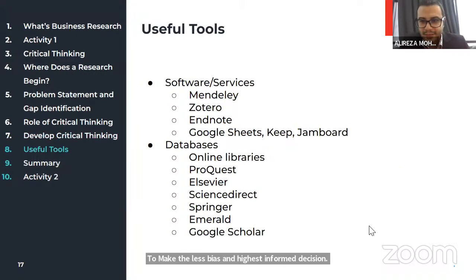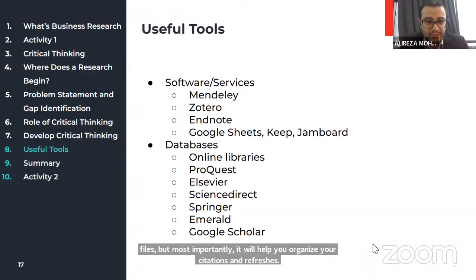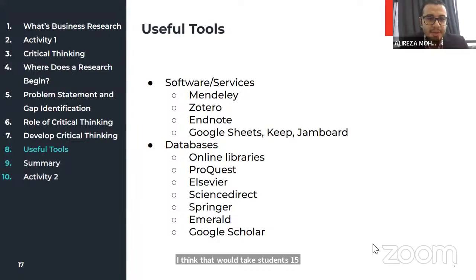Here are some useful tools I encountered when I was going through business research. I'm sharing with you software such as Mendeley, which you should be familiar with. It's a PDF reader tool, but with a lot of features that will help you take notes on your PDF files, but most importantly, it will help you organize your citations and references. The thing that would take students 15 years ago months to complete, you can complete within a couple of clicks via Mendeley. Zotero, which is software for references and citations. EndNote is very similar to Mendeley, but it's a paid program. Mendeley has a free version. You can do your search about these tools and software.